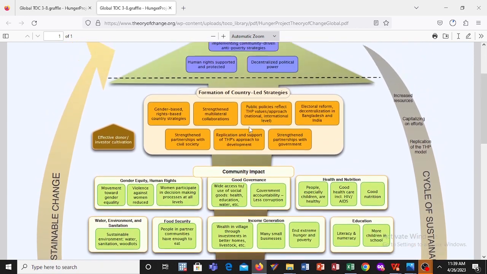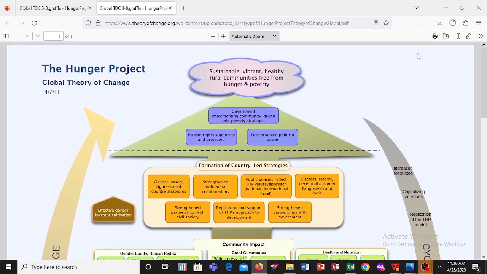And these will lead to the long-term outcomes, which are gender-based rights, country strategies, strengthened multilateral collaborations, electoral reforms, feeding into our overall theory of change, the change, the impact that is having all this done. If you theorize all this done, the outputs, the activities, the outcomes, all these will lead to the overall theory of change, the change or the impact we hope to achieve, that is sustainable, vibrant, healthy rural communities free from hunger and poverty. So that's the theory of change.